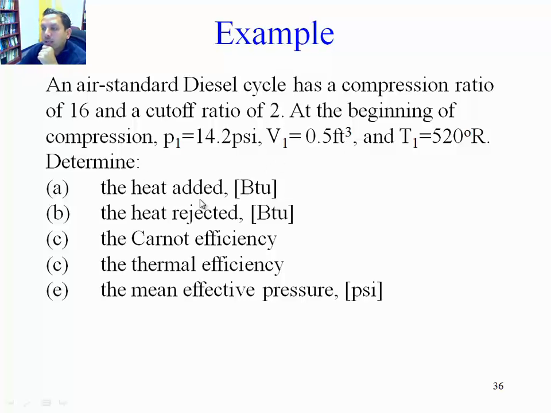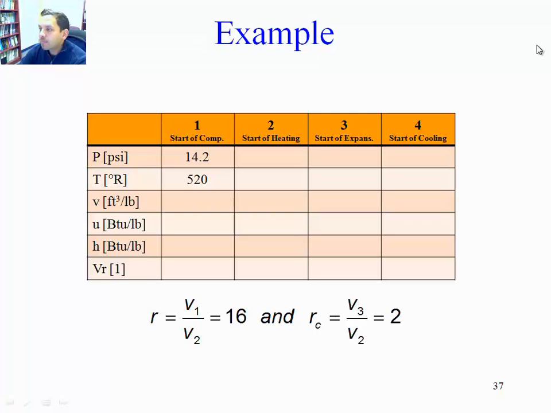We are to calculate the heat added, the heat rejected, the Carnot efficiency, the thermal efficiency, and the mean effective pressure. So let's see. This is what we have on the table. In this case, we only have one point defined, as opposed to the Otto cycle analysis, where you usually have to know the temperature or something else at the end of the combustion process. In this case, we have 14.2 psi of pressure at state 1 and 520 Rankine. So we can use the state equation to calculate the specific volume.